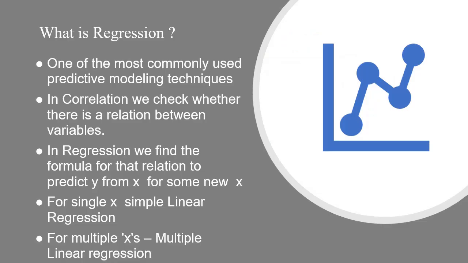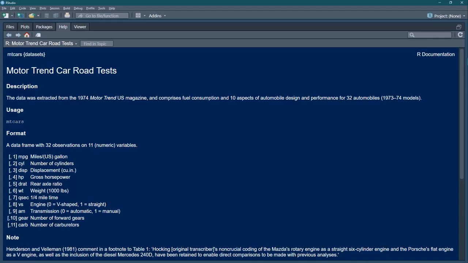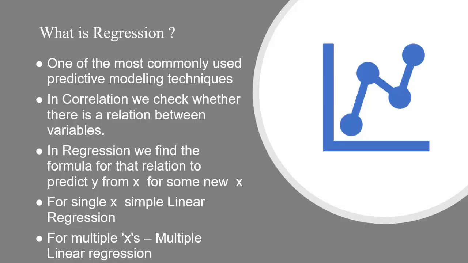In linear regression, we have again two types. One is that we have only one x and one dependent variable y. But suppose we have multiple x's. Say in the case of mtcars, we know mpg, miles per gallon, is dependent on 10 different characteristics of the car. Then we can say there are 10 x's available, whereas only one y is available. In such a case, we may adopt multiple linear regression. So in this session, we will be dealing with linear regression.